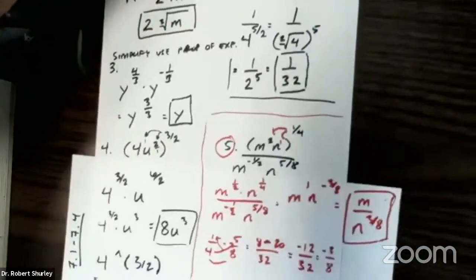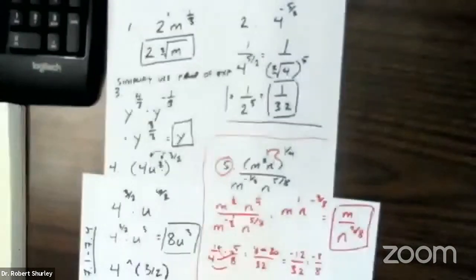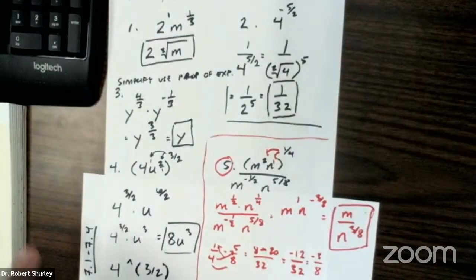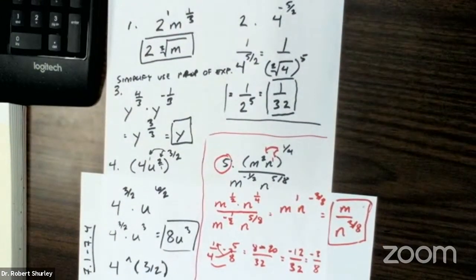Zoom out here. Any questions from 7.2? So these are all good questions that could be on 7.2, all 5 of them. A good review from this section.